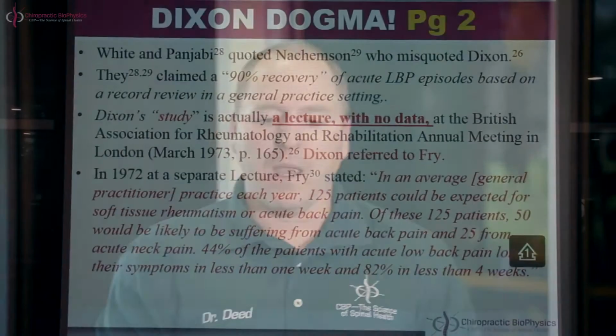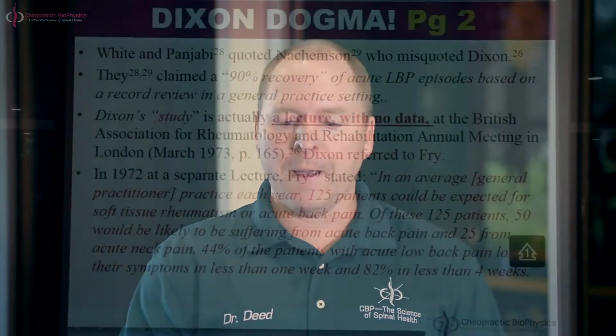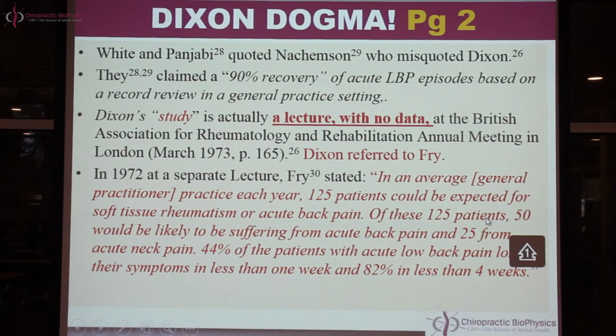Here's what Fry said. In an average general practice each year, that's an average medical doctor's general practice, 125 patients could be expected for soft tissue rheumatism, or acute low back pain. Rheumatism doesn't mean rheumatic disease. They meant it as inflammation of the low back tissues causing low back pain. Of these 125 patients from this provider's yearly practice, 50 would likely be suffering from acute low back pain, 25 from acute neck pain. 44% of the patients with acute low back pain will lose their symptoms in less than a week, and 82% in less than 4 weeks.